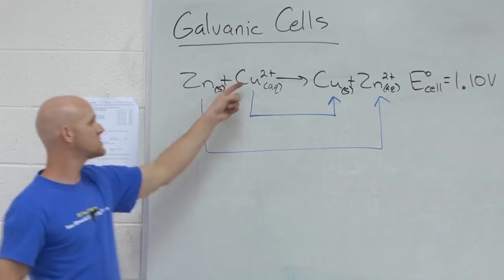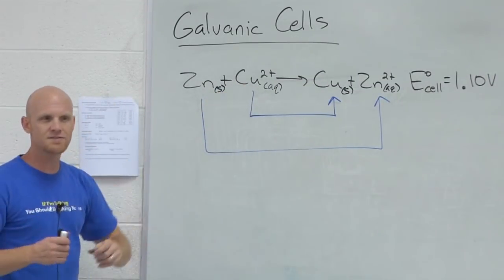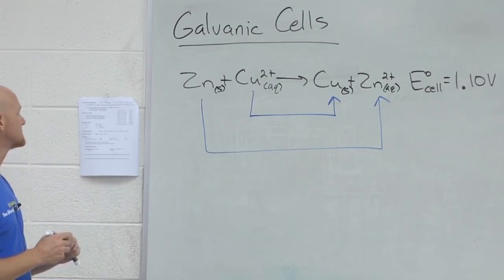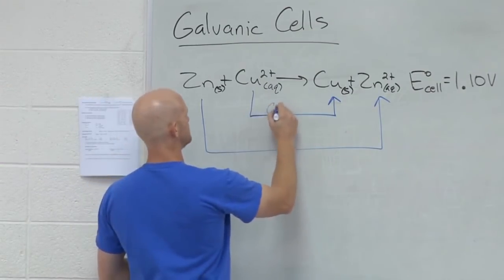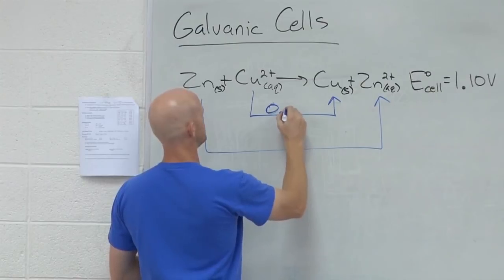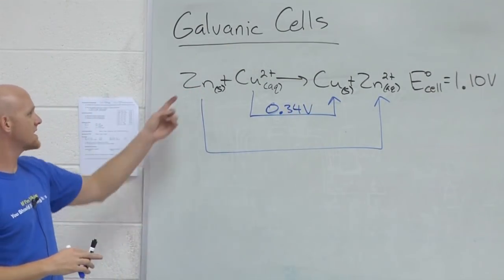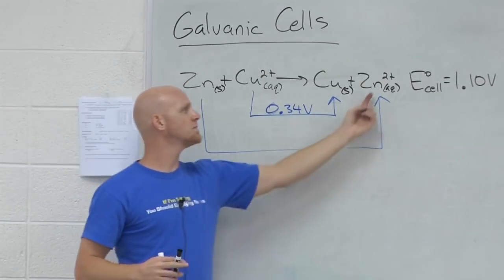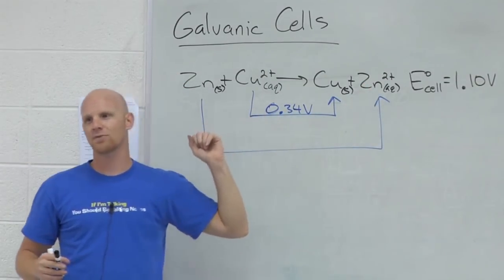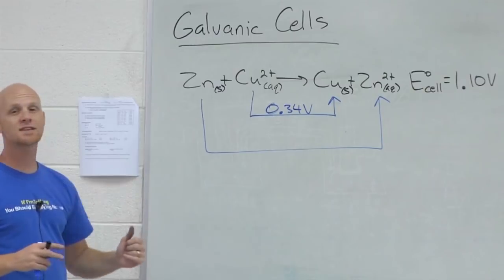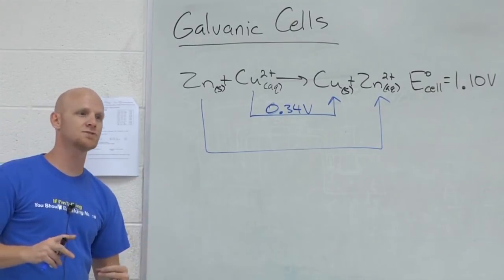Copper does. Copper 2+ turning into copper. And what is the value for that? It's 0.34 volts. Now, the zinc reaction, though, is zinc going to zinc 2+. Now, this is an oxidation half reaction. And what I've provided you with is a table of reduction potentials.